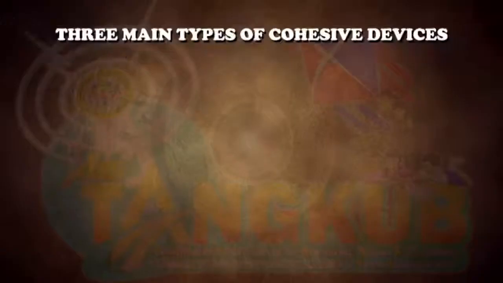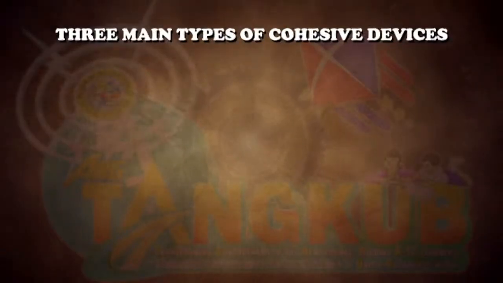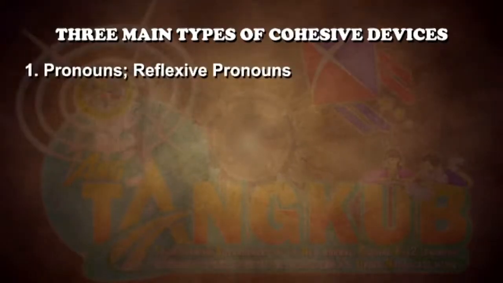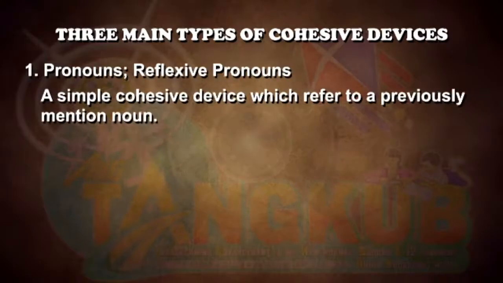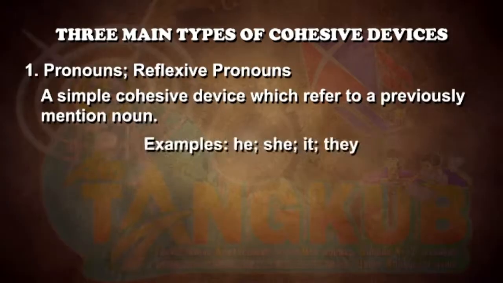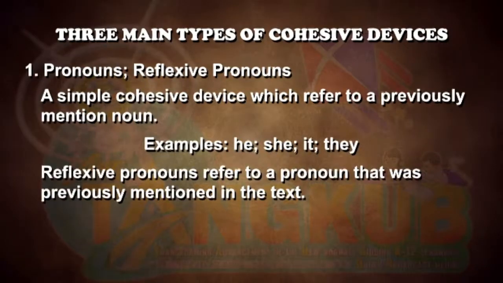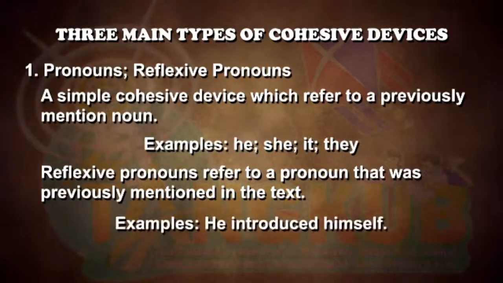There are actually 3 main types of cohesive devices. The first one, pronouns or reflexive pronouns. A simple cohesive device which refers to a previously mentioned noun. Example: he, she, it, they. Reflexive pronouns refer to a pronoun that was previously mentioned in a text. Example sentence: He introduced himself.